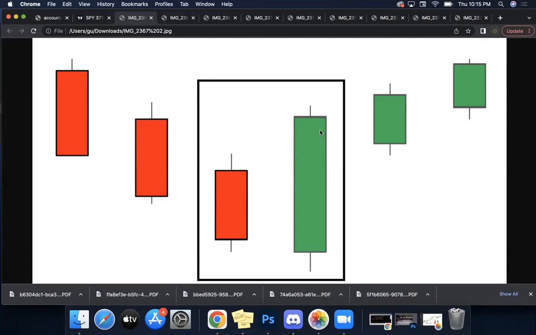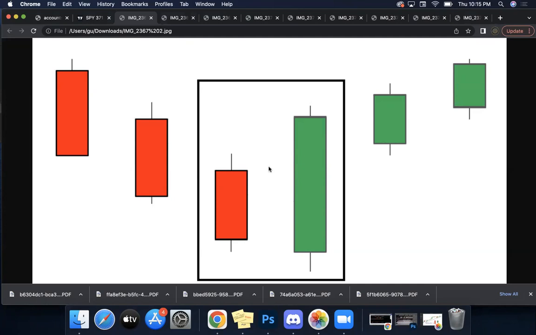So as you can see here, this is the closing of the candle, this is the opening, and the previous swing low of the open candle on the red is right here. The swing high is right here. So as long as it's engulfing it, this is basically a bullish engulfing.